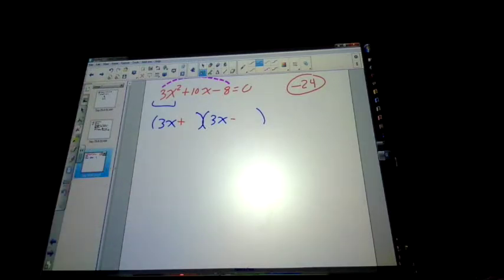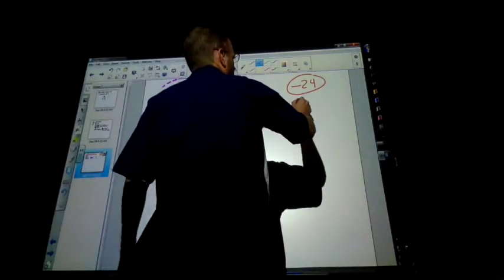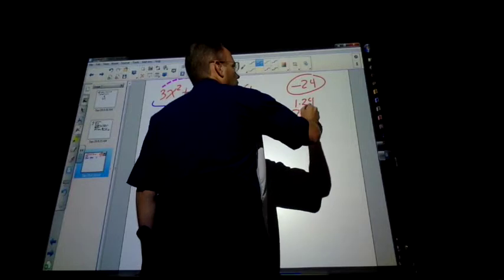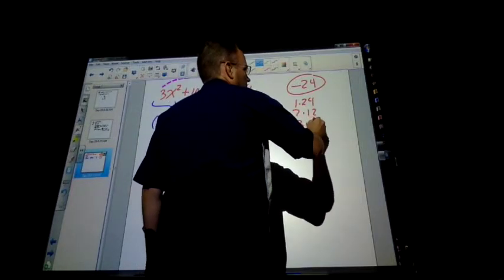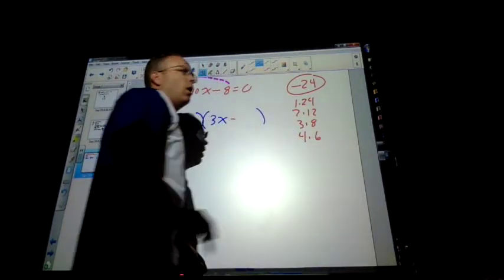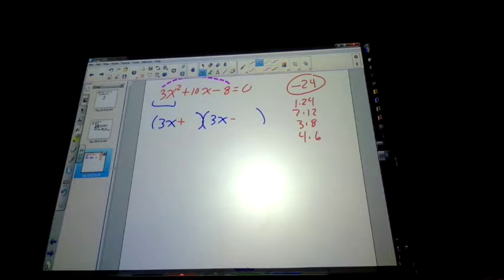Okay? From there, I'm going to think about all the factors of 24. So I know that 1 times 24, 2 times 12, 3 times 8, and 4 times 6 will all get me to 24. In order for it to be negative, one of those would have to be negative, one of them would have to be positive as far as all of our factors. Okay? So now what I want to do is figure out which one of those factors, when added together, one being positive, one being negative, would add up to be the number 10.